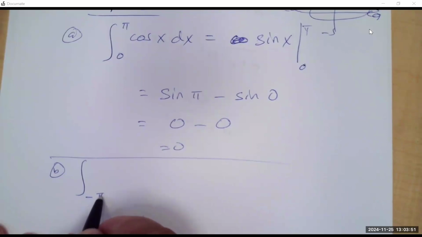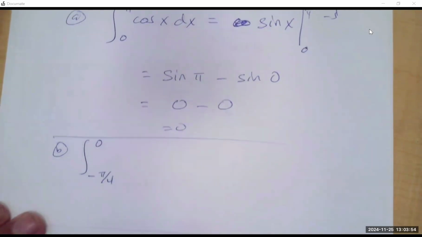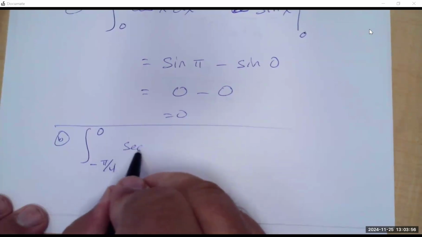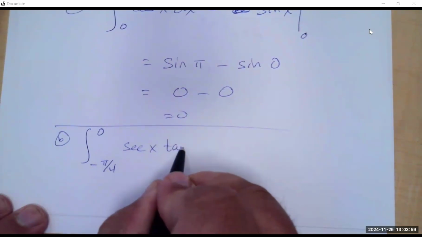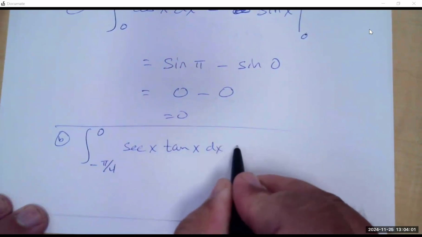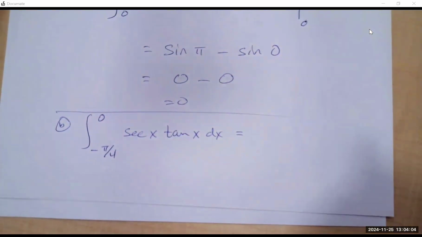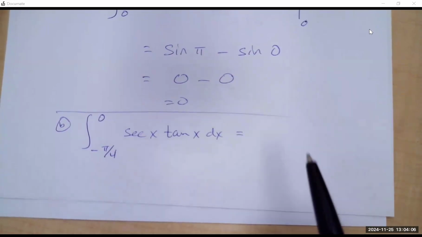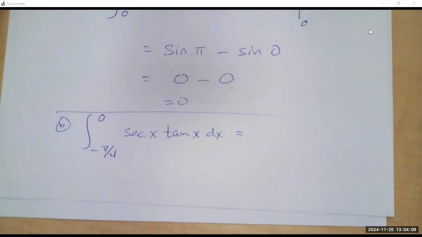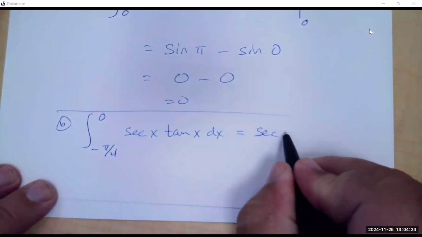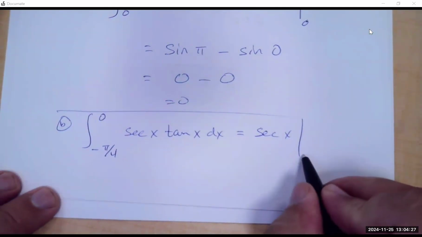Integral from negative pi over 4 to 0 of secant x tangent x dx. So what's the integral of secant x tangent x? Look at your charts. Don't guess. I don't like people guessing in my classes. You can never guess in a math class. It wouldn't be math if you did. It's secant x.